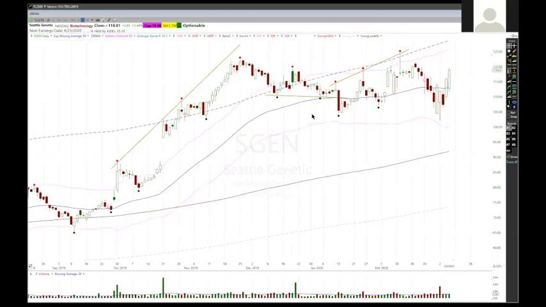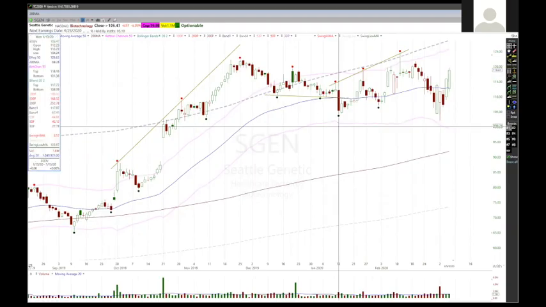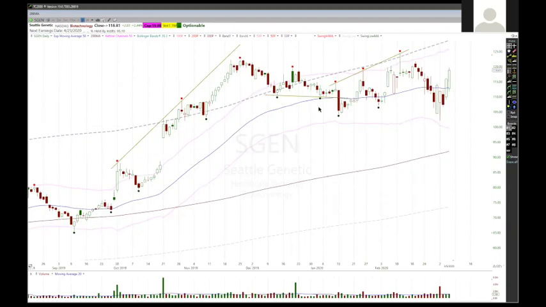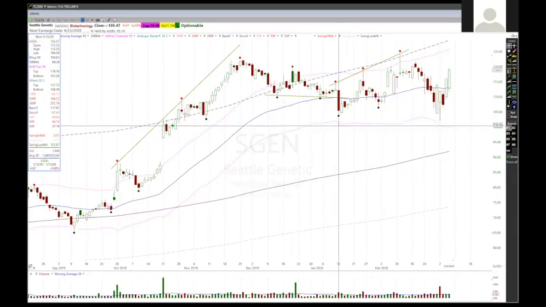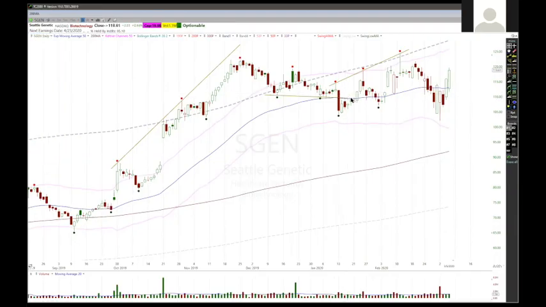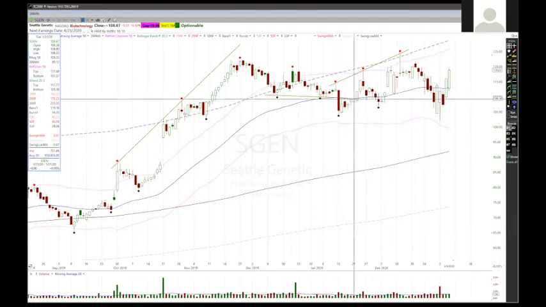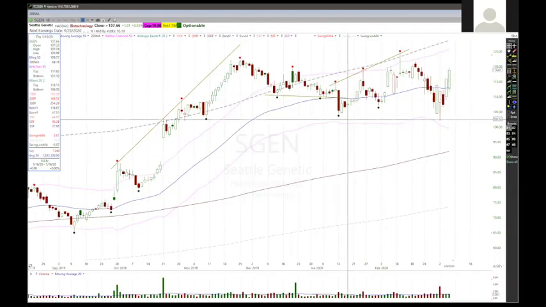So here's another example, SGEN. Now this is a shallow pullback, meaning this pullback occurred well above the 200 period moving average. It didn't even hit the lower Keltner band, and the setup is right here. So this occurred on 1/13. And so where would your entry be? Even though the setup occurred on this day, you'd wait for a green bar. So your entry would be above here. Your stop would be under here.